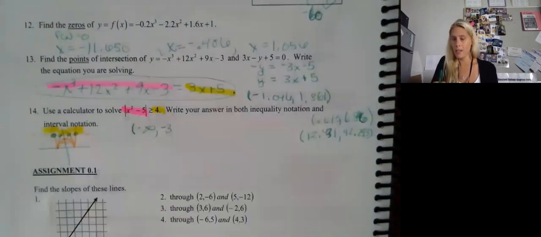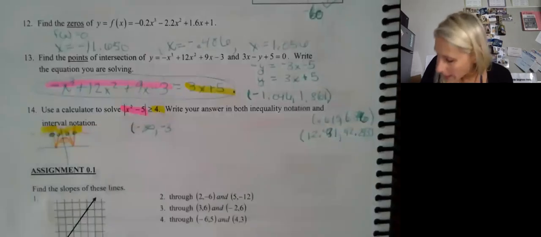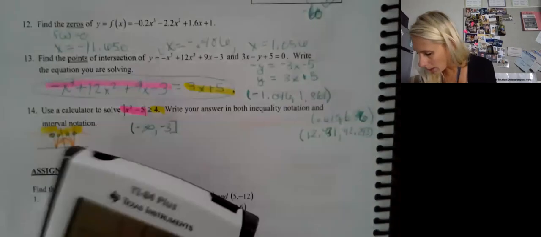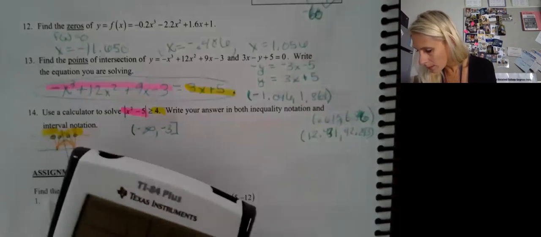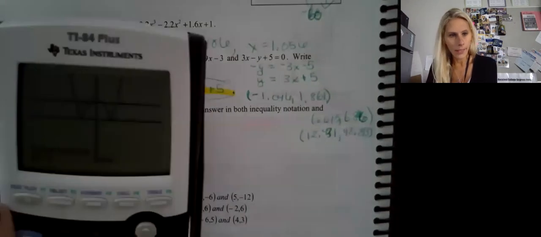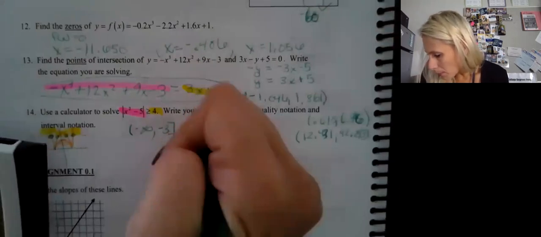Why? Because it's equal to. Okay, so that is a bracket. Okay, now let's do the other one. So second trace, intersect, get to that one. Sorry, 1, 2, 3. I get -1. Now again, -1 has a bracket because it's equal to. Let's do the other ones.